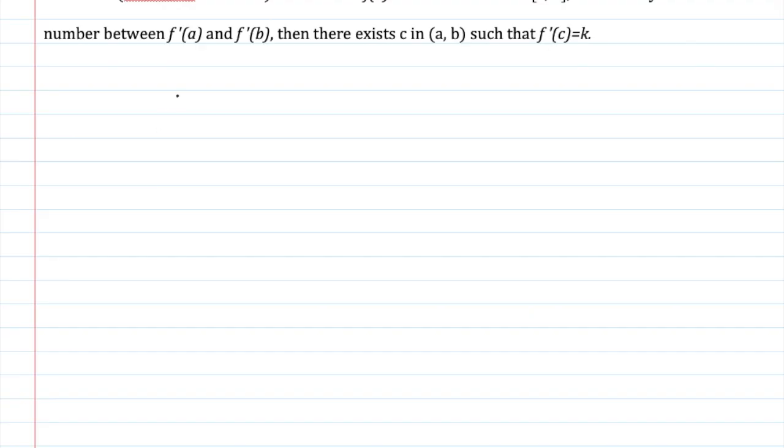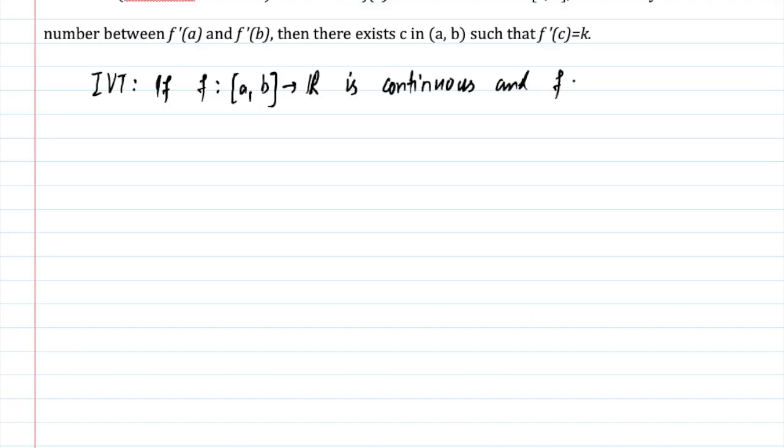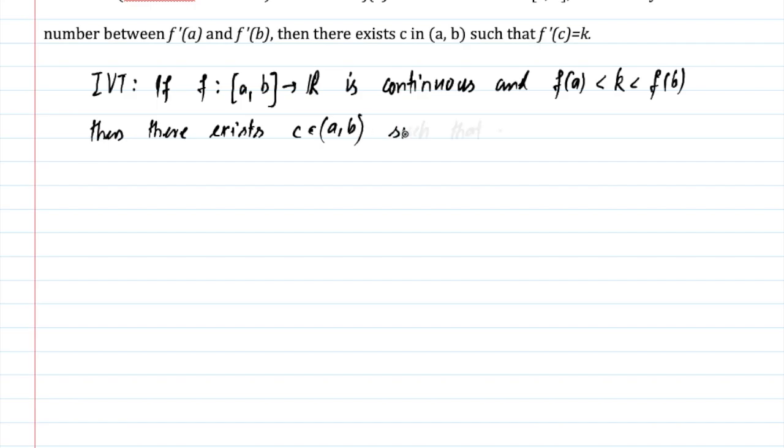to k. Before taking up the proof of Darboux's theorem, we shall first recall the conclusion of the intermediate value theorem that we had proved in the previous lecture. So here we state the intermediate value theorem. The theorem states that if f from [a, b] into R is continuous and there is a real number k such that f(a) is less than k is less than f(b), then there exists a real number c belonging to the open interval (a, b) such that f(c) is equal to k.